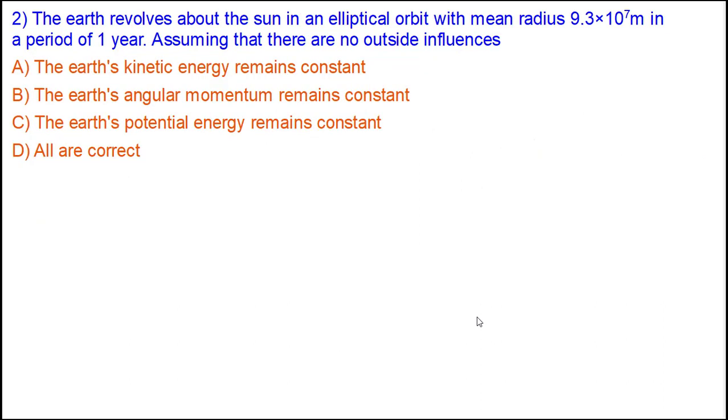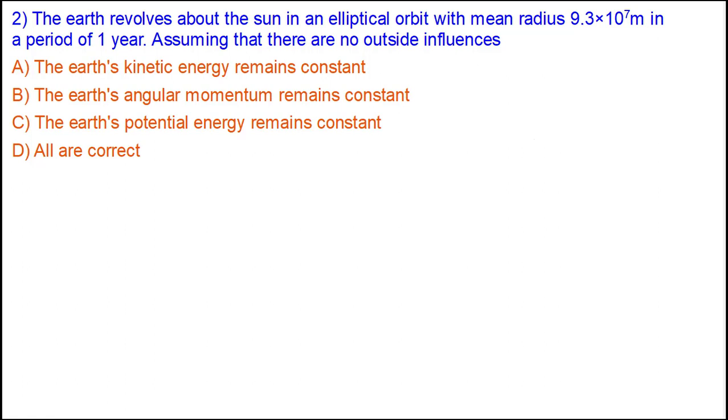Next we come to question number 2. The earth revolves about the sun in an elliptical orbit with mean radius 9.3 × 10^7 meters in a period of 1 year. Assume that there are no outside influences. Four options are given: the earth's kinetic energy remains constant, the earth's angular momentum remains constant, the earth's potential energy remains constant, or all are correct, all remain constant.